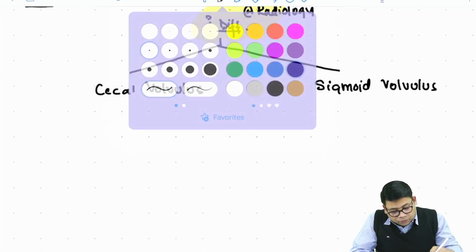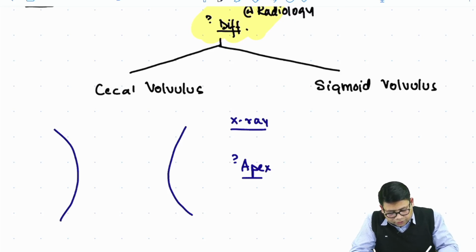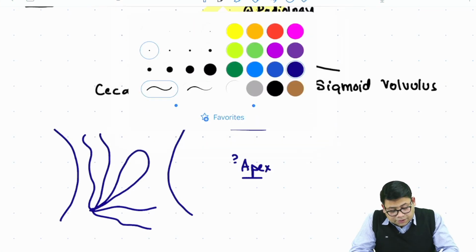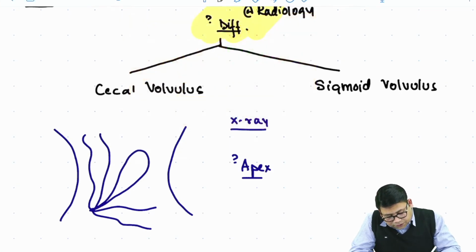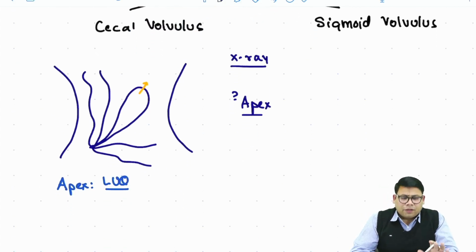On radiology, on X-ray, how to see them? On X-ray, look at the apex. If I talk about the apex of cecal volvulus, this is how the cecal volvulus is. You can see the tip of the cecal volvulus, the apex, is towards the left upper quadrant. Point number one. This is very, very simple.